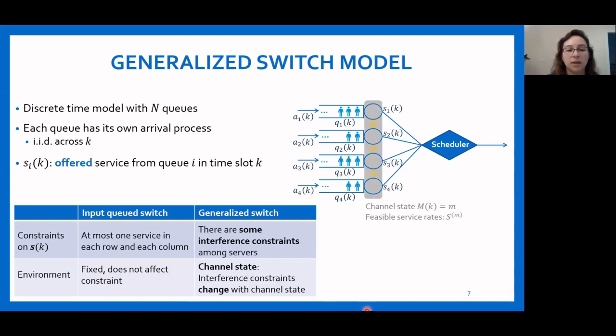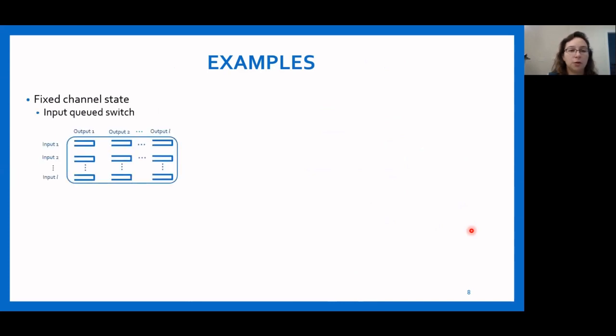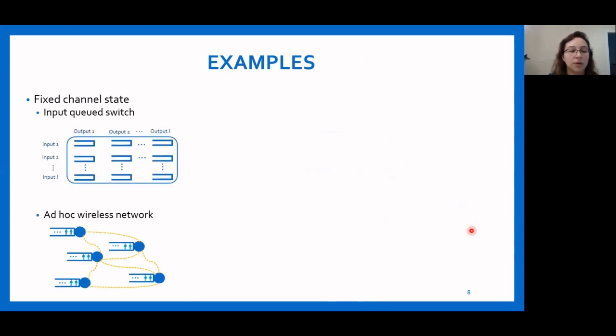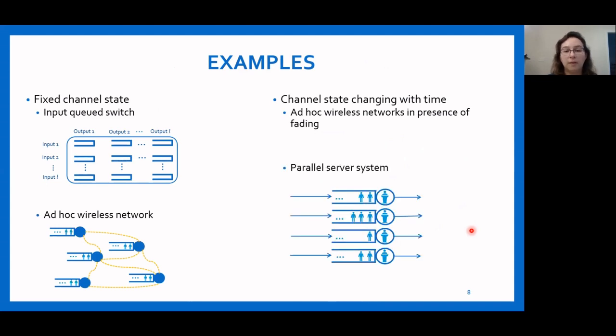However, in the generalized switch, there are external conditions that affect our constraints. And we will call these conditions channel state. We will assume that this channel state is IID across time. And we will denote by M the possible channel states. So if the channel state is small m, then the feasible service rate vector will be S super m. So examples, if we fix the channel state, of course we have the input queued switch, or maybe another example, which is not so obvious, is an ad hoc wireless network. If we assume that the channel state changes with time, we can add fading to this ad hoc wireless network, or we can also have a parallel server system.